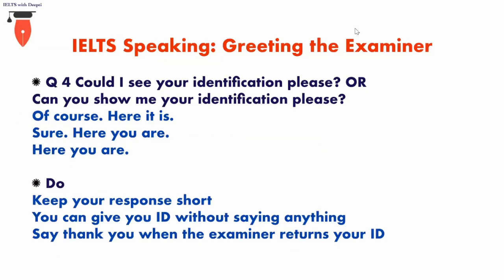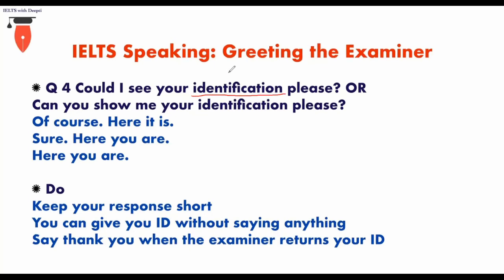In the last question, the examiner would ask you about your identification. So your identification is actually your ID, which in the common scenario is your passport here. So the examiner would ask you, could I see your identification, please? Or in other words, can you show me your identification, please? In this case, you will take out your identification and you will give it to the examiner. And while you are doing that, you could say one of these three.